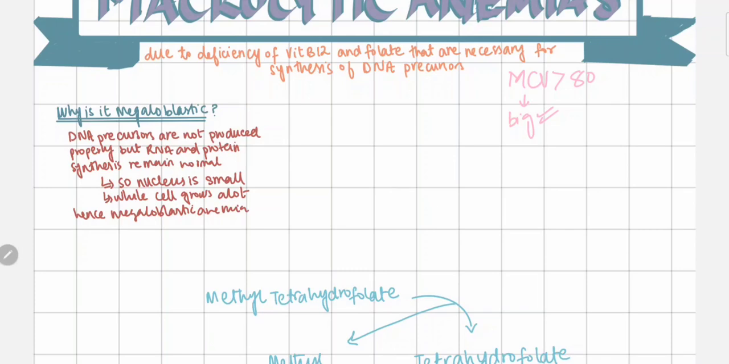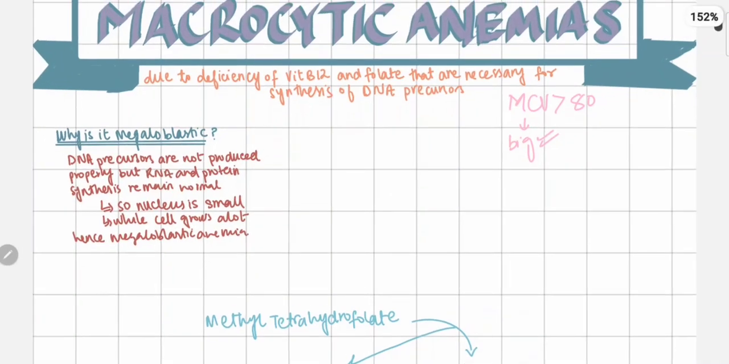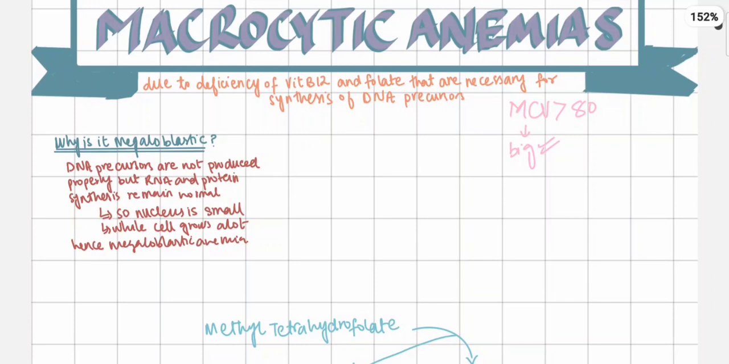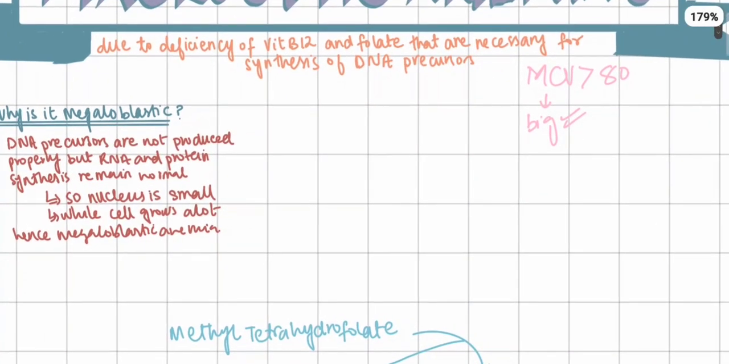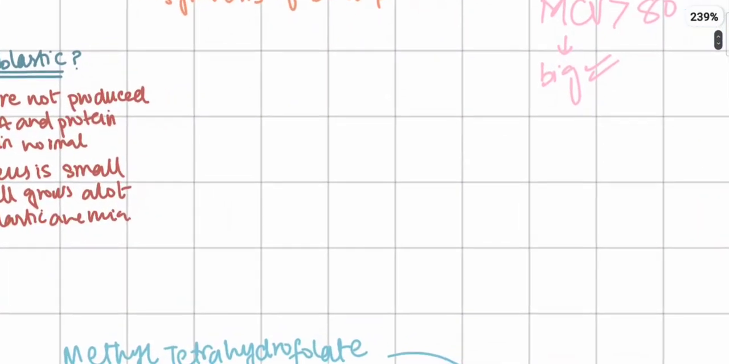But first, the causes. What are macrocytic anemias? It's megaloblastic anemia, in which cell size is big, but RBC count is low and Hb count is low, and it is due to vitamin B12 and folate deficiencies. Now, why is the cell size different? I've already written it down for you, but I'm just going to draw it out.